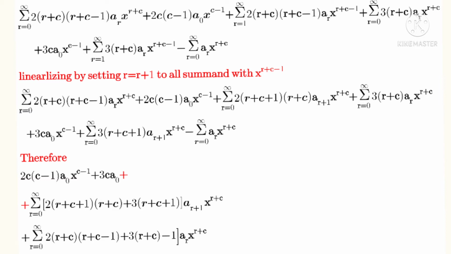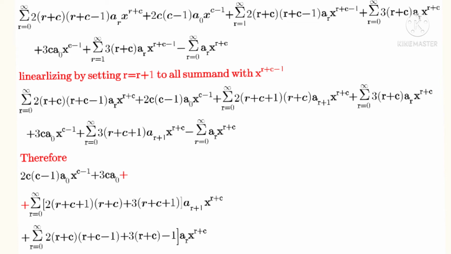Now for more linearization, we'll set r equals to r plus 1 to all the summands again with x raised to power r plus c minus 1. So now you can see all the terms as x raised to power r plus c, but we have to put r equals to r plus 1. So inserting r equals to r plus 1 simply means that the sum that was having r equals to 1 before will now turn to 0, because r minus 1 minus 1 equals 0. You understand? So everything, we are now balanced.